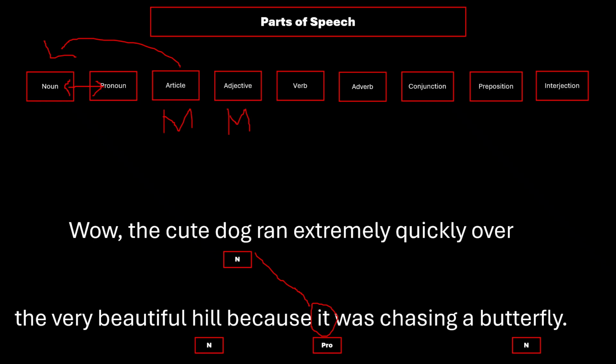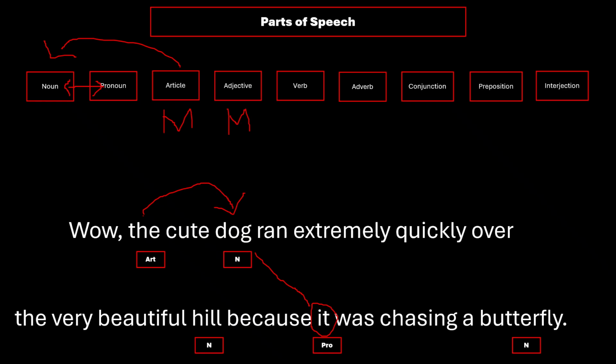How to find it? Let's locate the noun. Dog, for example. Is there a word that generalizes or specifies it? Yep, the word the. That means it's not just any dog, but that specific dog. Hence, this one serves as an article, specifically definite article.